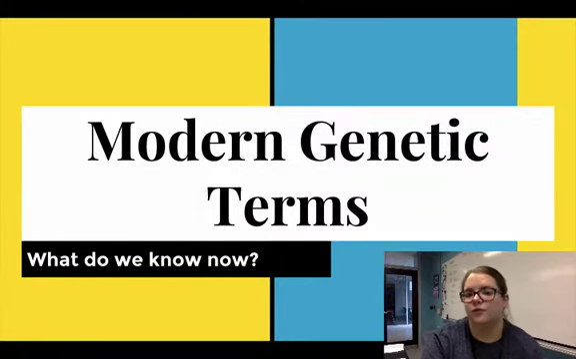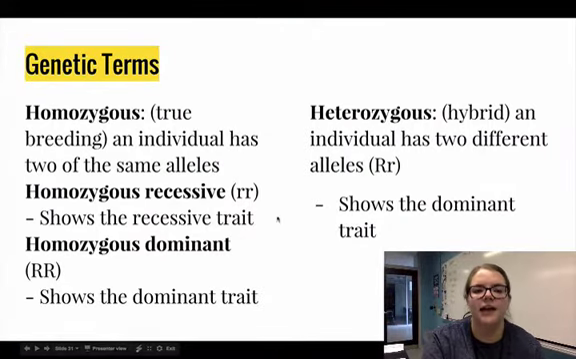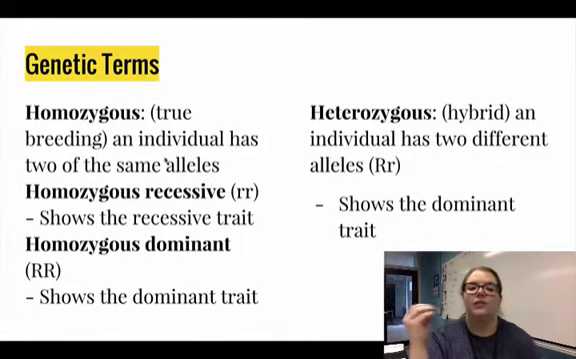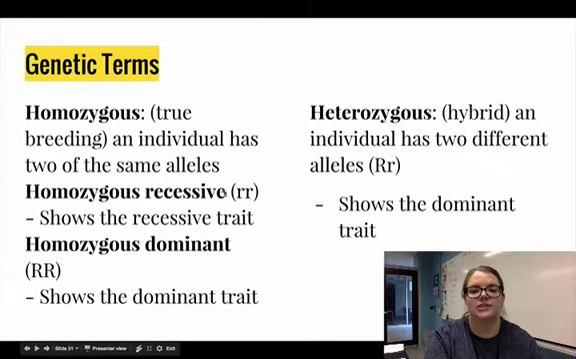All right, so let's go through some modern genetic terms real quick. Homozygous means an individual that has two of the same alleles, like big R, big R or little r, little r, right? So they can be homozygous recessive, with two recessive alleles, or homozygous dominant, with two dominant alleles. Capital is dominant, lowercase is recessive. So if they're homozygous recessive, they'll show the recessive trait. Homozygous dominant will show the dominant trait.